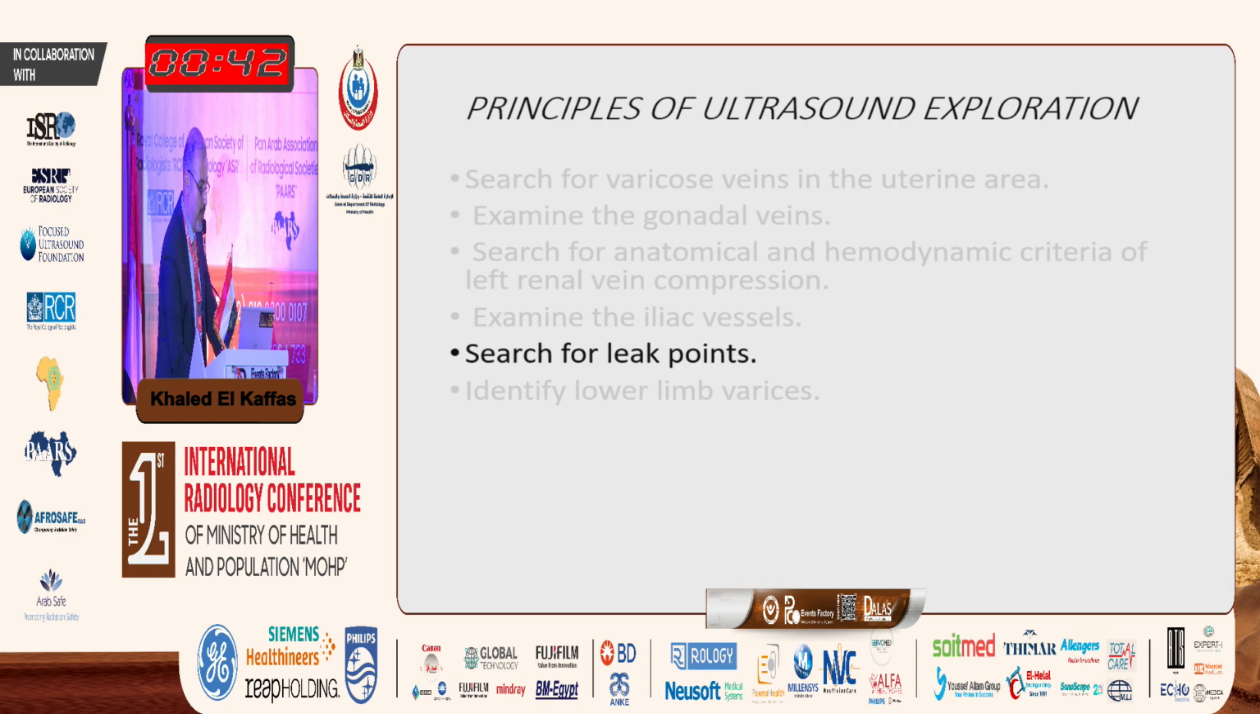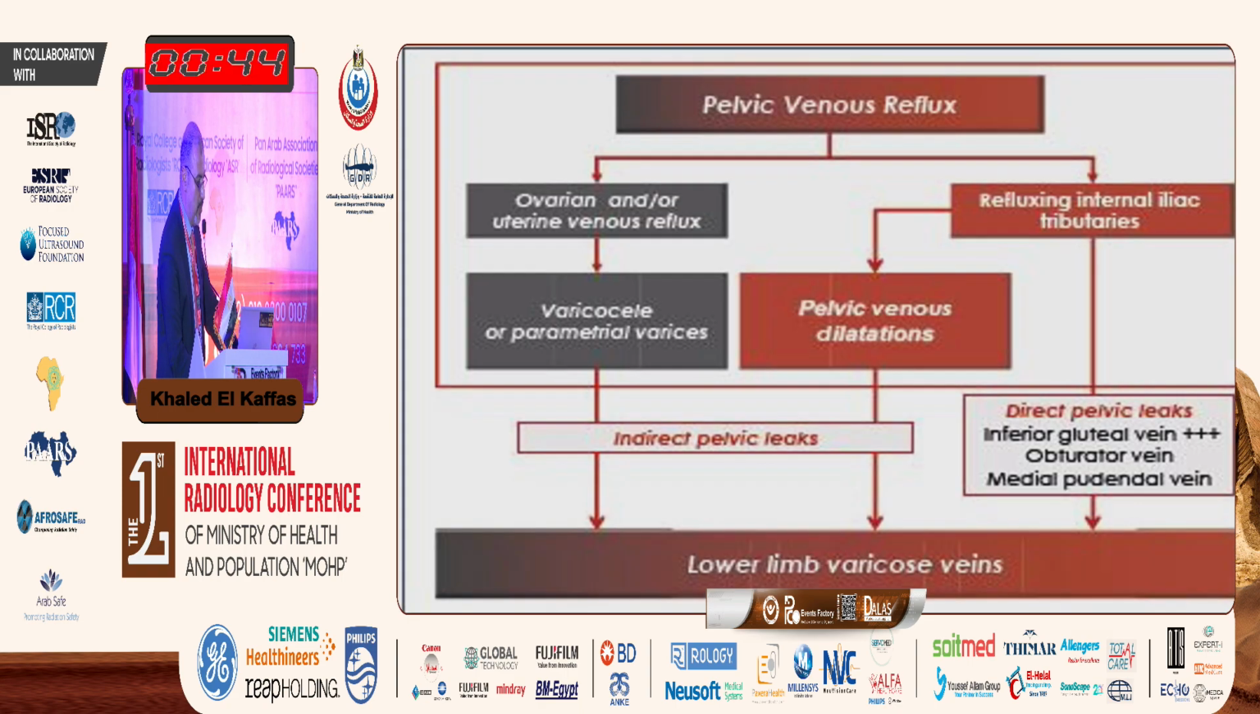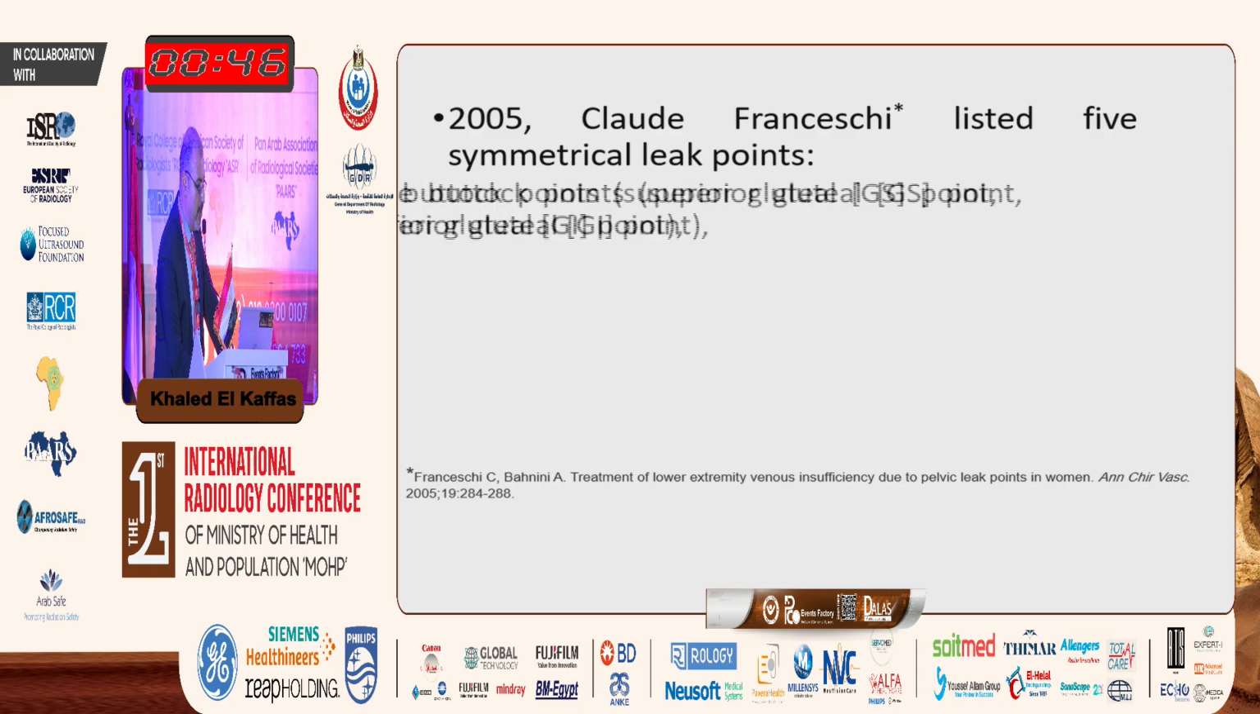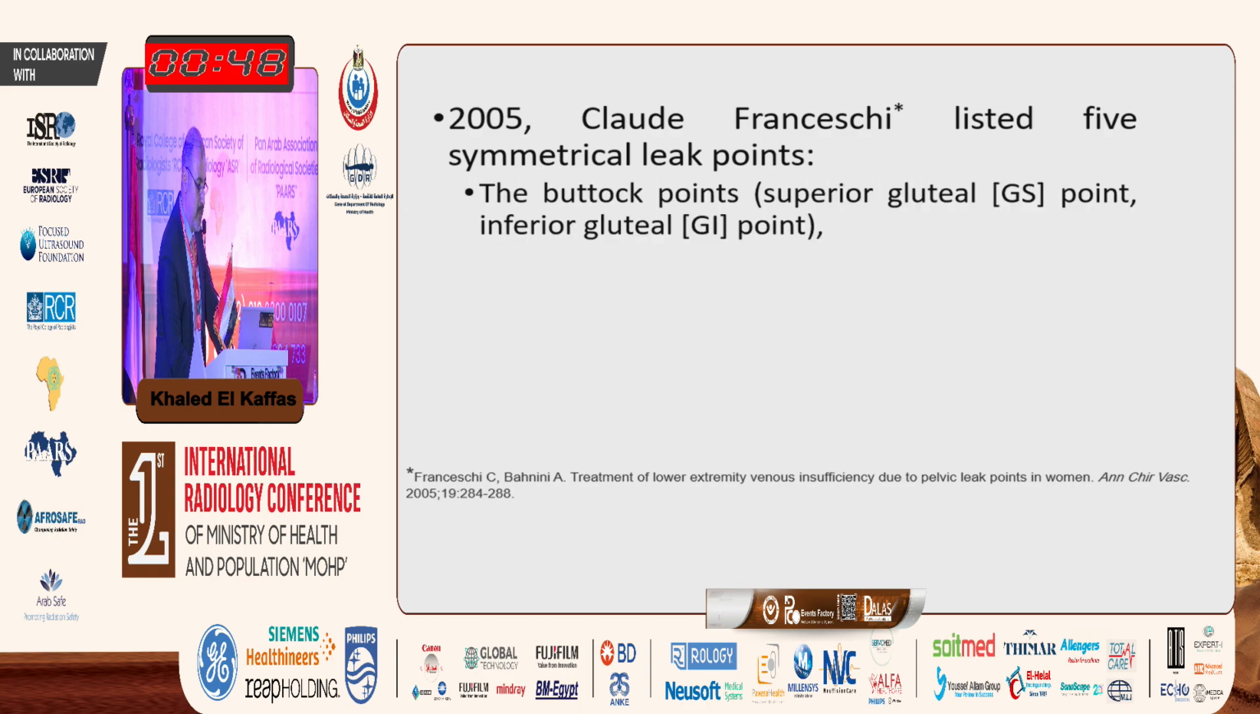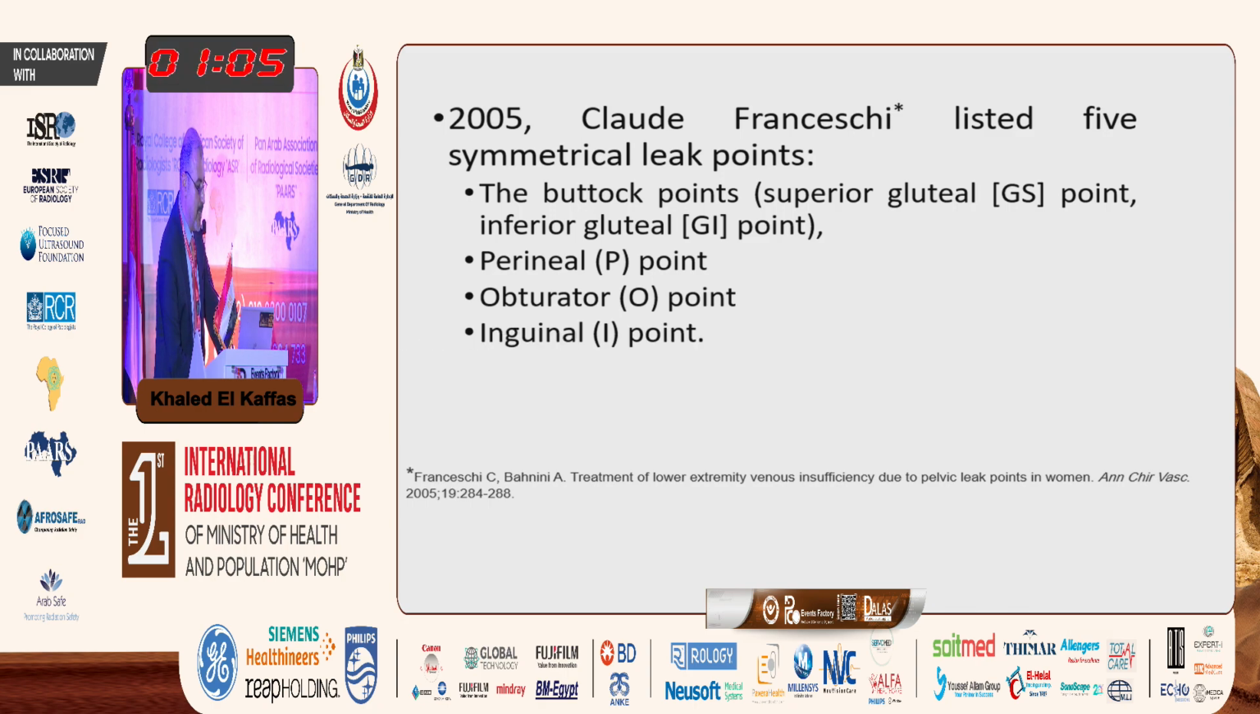Finally, you search for the leak points. As Dr. Mendoza and Dr. Karim told us before, we have many points. We have the gluteal points, superior gluteal and inferior gluteal. We have the perineal point, we call it P point, the most common refluxing point of communication between the pelvic veins and the leg veins. Also we have obturator, as Dr. Karim mentioned before, and inguinal point. The most common is the P point, which causes the valvular varices.